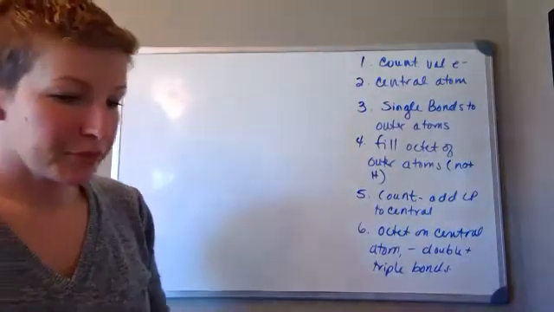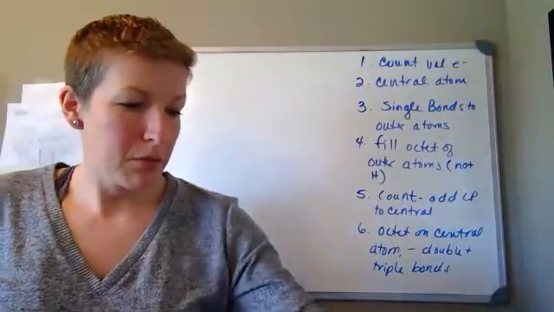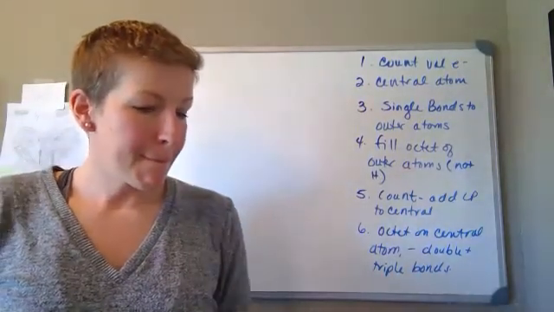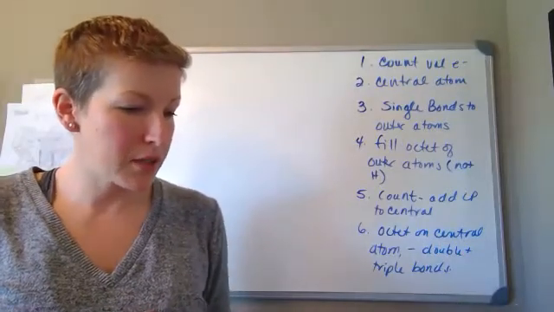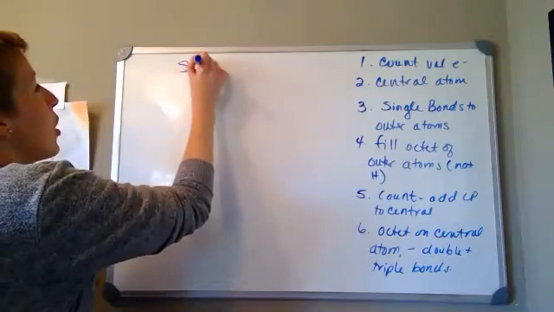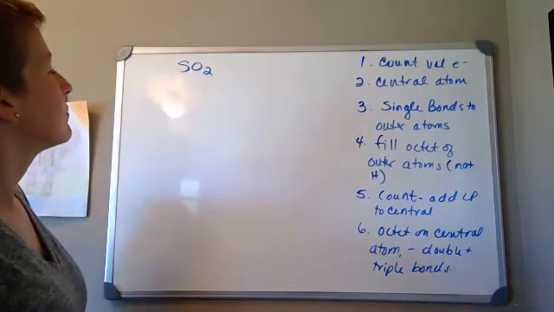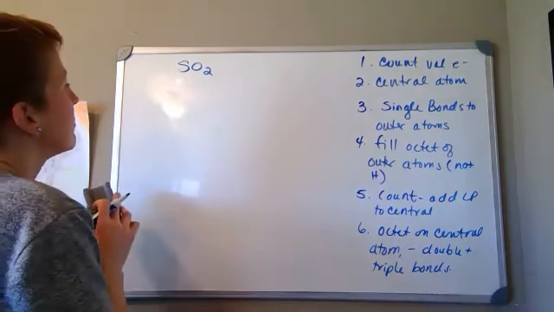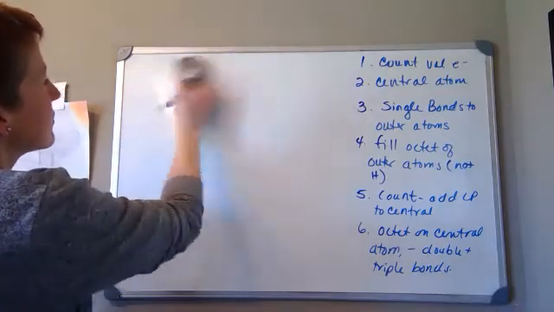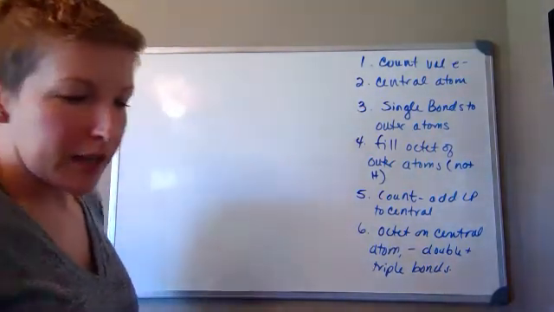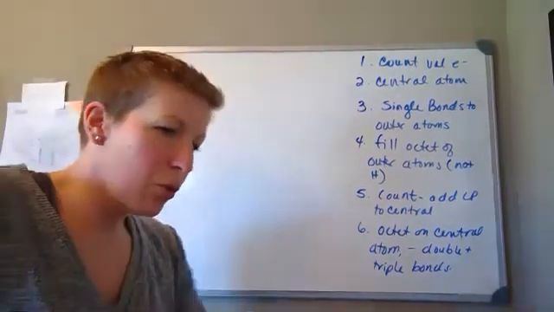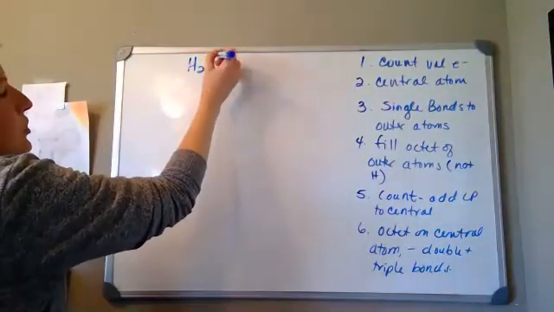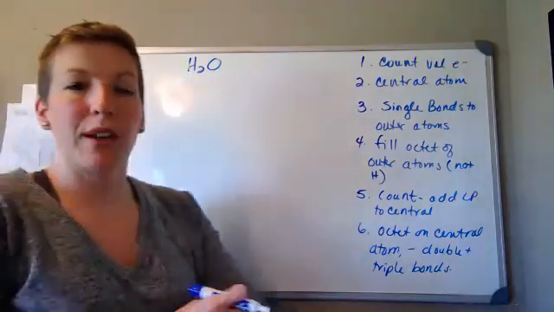Now, let's see. Let's do one more normal example. I don't know if I want to talk about more exceptions to the octet. Let's look at SO2. I think that works out. Hold on, wait a second. Not SO2. Although I feel like that would work out. Sulfur dioxide. No, don't do sulfur dioxide. That's what we're going to talk about next. Let's just do H2O. I was going to do H2S and get fancy, but let's just do H2O.